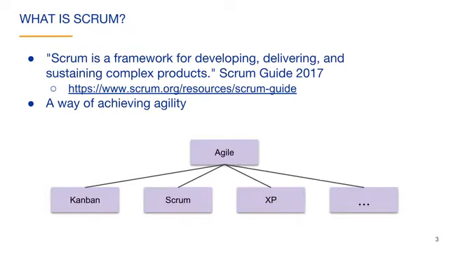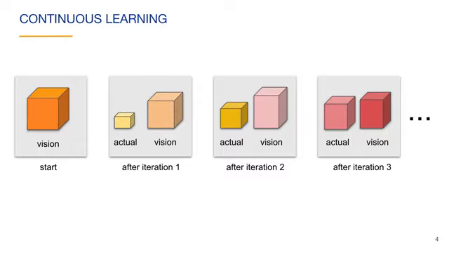Scrum is a way of achieving the idea of agility. In the previous videos, we have seen that Kanban is another option. You can think of Agile as a mindset, and the methods and frameworks such as Kanban, Scrum, and XP as ways of achieving agility. A key component of Scrum and Agile in general is continuous learning. Scrum projects start with a vision. This is the initial desired end result of the project. The stronger the vision at the start of the project, the better.